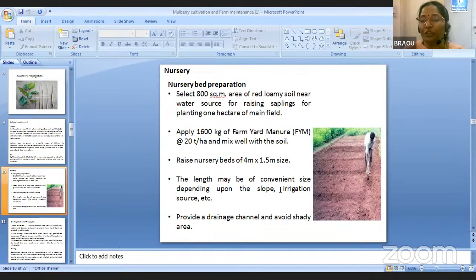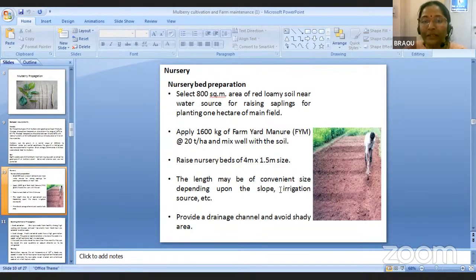So what is the preparation of the nursery bed? If you can see in this picture, you're going to select 800 square meters area of red loamy soil. You can see the color of that soil there, the red loamy soil near the water source, because small plants need water. If you don't give them proper water, they are going to die because the roots are not so well developed to move around to collect the water. And 800 square meters is needed for planting 1 hectare of main field.